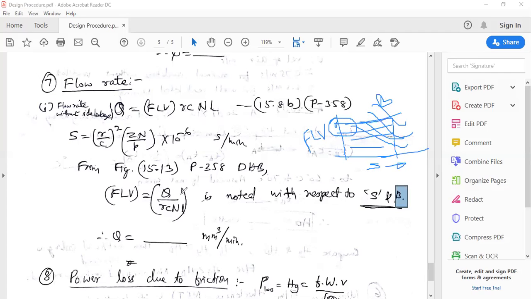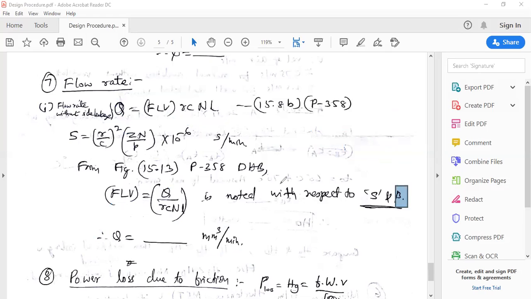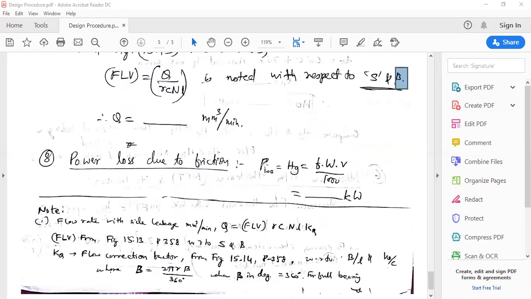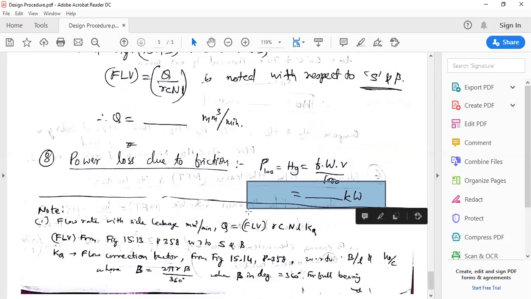That flow variable is equal to Q divided by RC into NL. By rearranging this equation, FLV is equal to Q divided by RC into N into L, with these terms taken to the LHS. Once FLV is noted, in the RHS the only unknown term is Q. So you can get the value of Q in meter cube per minute. This is the next important term, and after this, the power loss is to be calculated. Power loss is nothing but the amount of heat generated, and dividing that value by 1000 gives the answer in kilowatts.